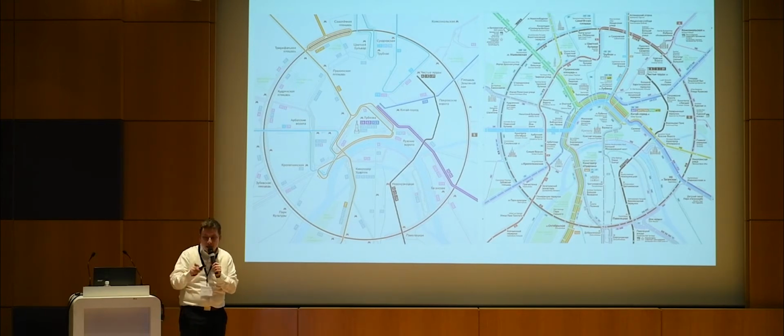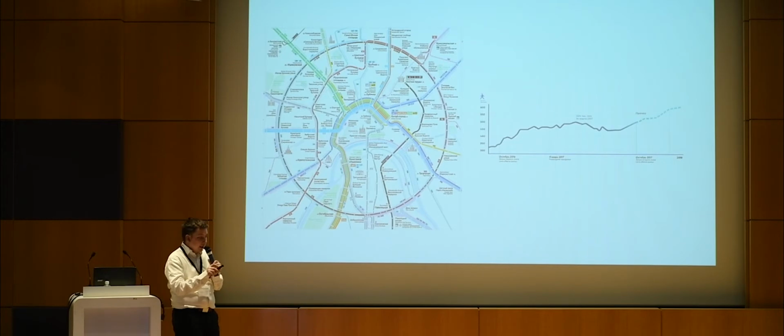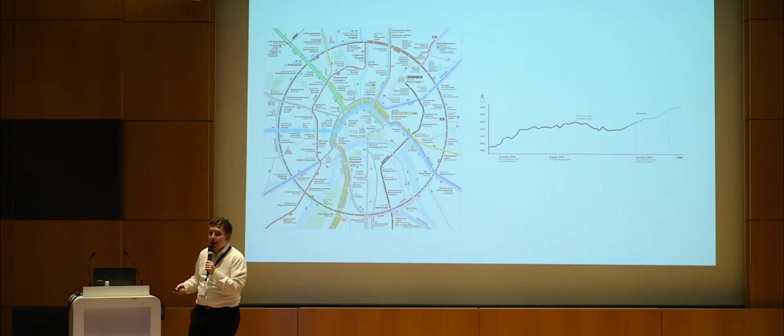So when you make public transportation useful, you get something like this. You see, this is a ridership curve. And it's not the only example. There are many more examples now.